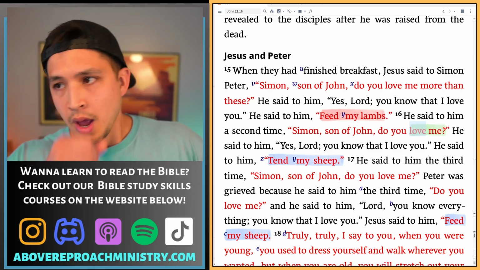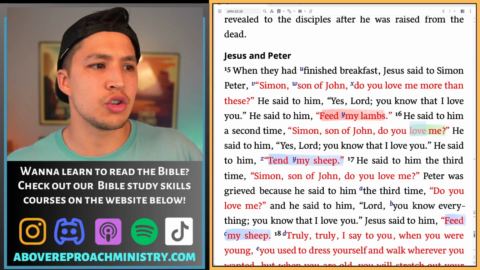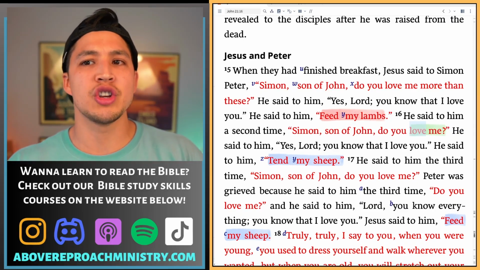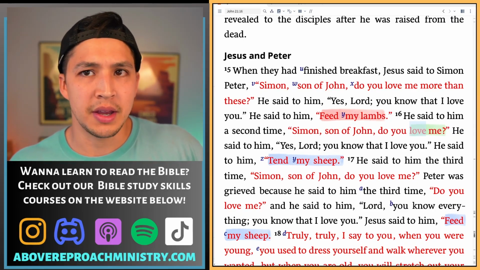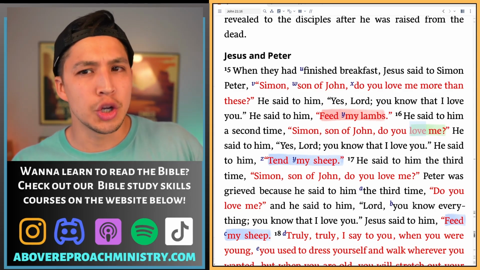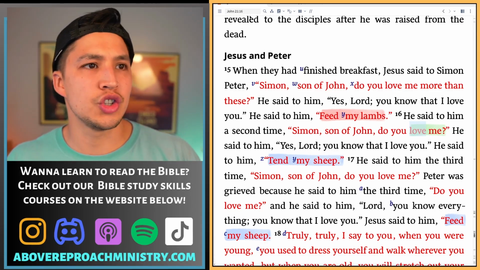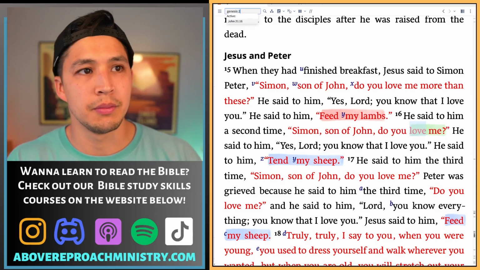There's actually, I forget how many words get translated love or have an expression of love in the Greek, but there are, I want to say between 7 and 9. I could be wrong. But let's just go to Genesis chapter 2. I'll show you another example.